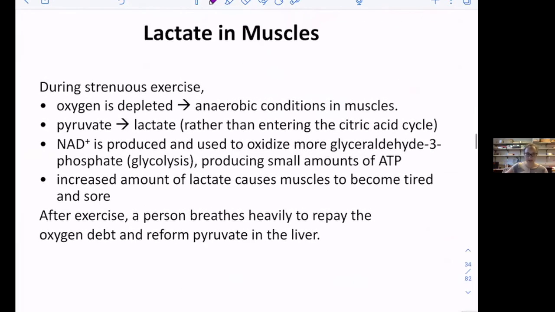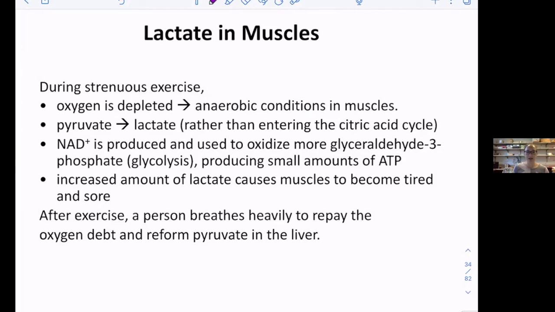So let's look at lactate in muscles. If you have a lot of strenuous exercise, your oxygen in your muscles is depleted, meaning that you're going to go into anaerobic conditions with the muscles, no oxygen conditions. That means the pyruvate turns into lactate, like we just talked about. Instead of entering the citric acid cycle, it doesn't have the necessary fuel to go into the citric acid cycle. So NAD plus, that coenzyme, is produced and used to oxidize more of the glyceraldehyde 3-phosphate used in glycolysis.